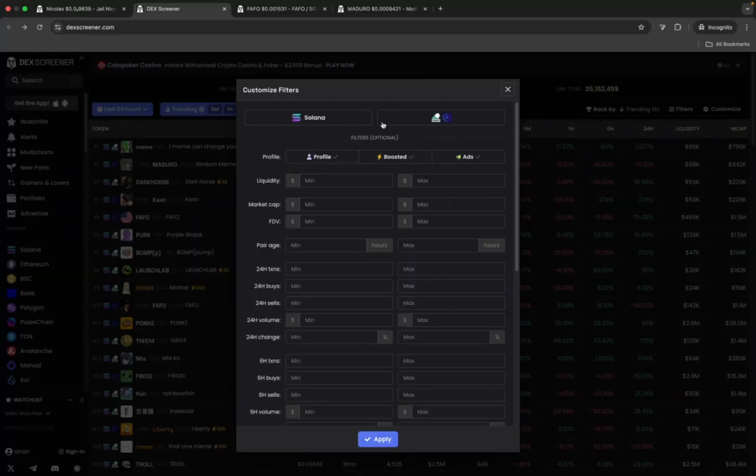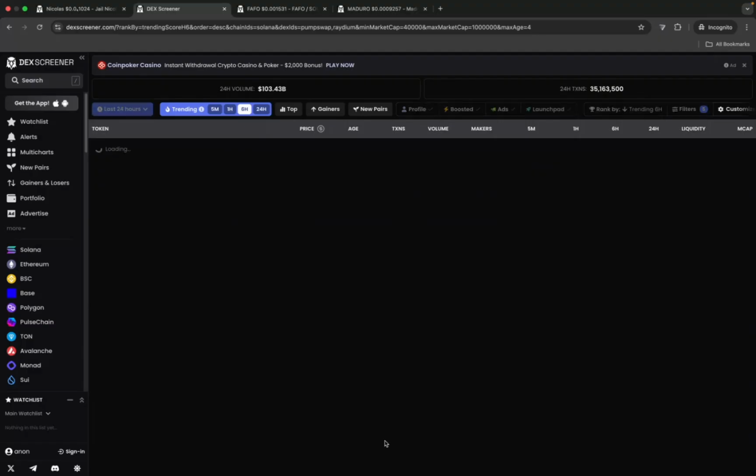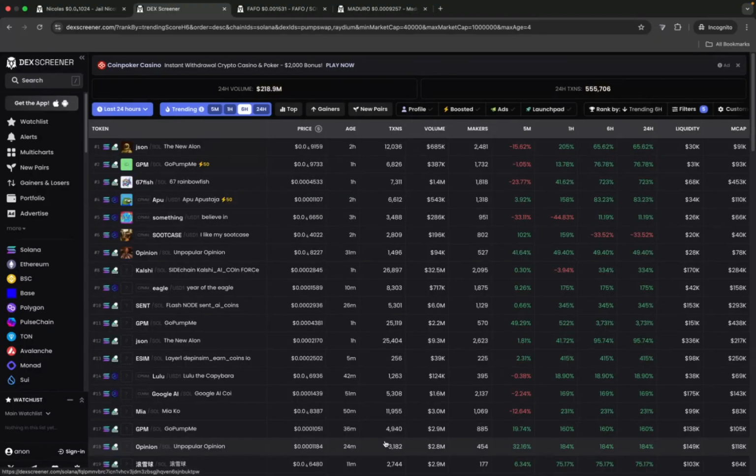So you click on save. All right. Then where it says market cap here, put a minimum of 40,000. I want to filter out junk coins. I want to see serious coins, so put 40,000. Then where it says maximum, put 1 million. Now where it says pair age, put a maximum of 4 hours. We only want to see coins that are trending in the last 4 hours, between 0 minutes to 4 hours. Market cap minimum of 40,000, maximum of 1 million. So click apply.